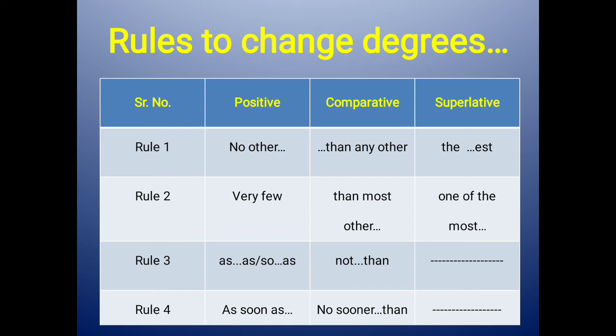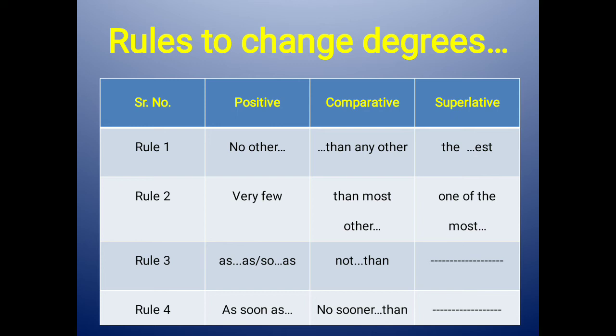But if we have the adjective "delicate", it's not possible to add "er" to delicate. For example, "delicater" or maybe "delicatest". So it's not possible. So here you need to add "more". In the comparative degree, more delicate, and in the superlative degree you have to add "most", that is, most delicate, right? I hope you understood this particular thing.